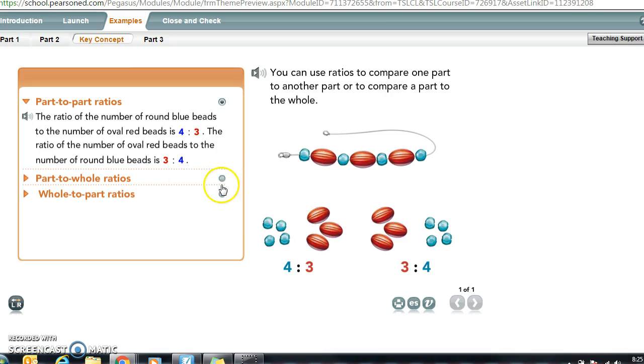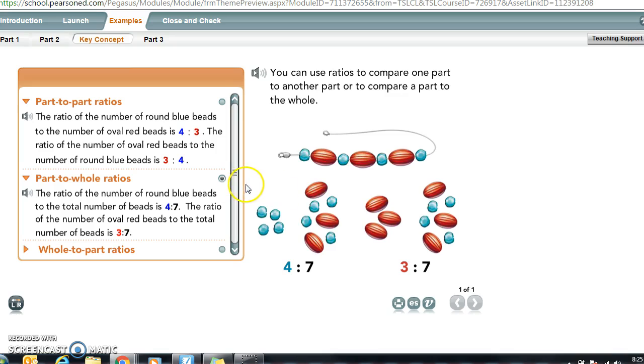Now there's part to whole, where they're going to compare 1 part to all the total, or the whole necklace in general. The ratio of the number of round blue beads to the total number of beads is 4 to 7. The ratio of the number of oval red beads to the total number of beads is 3 to 7. So you see that they were looking at the blue compared to all the beads, or the red compared to all the beads. So that is a part, the blue or the red, to the whole or the total.